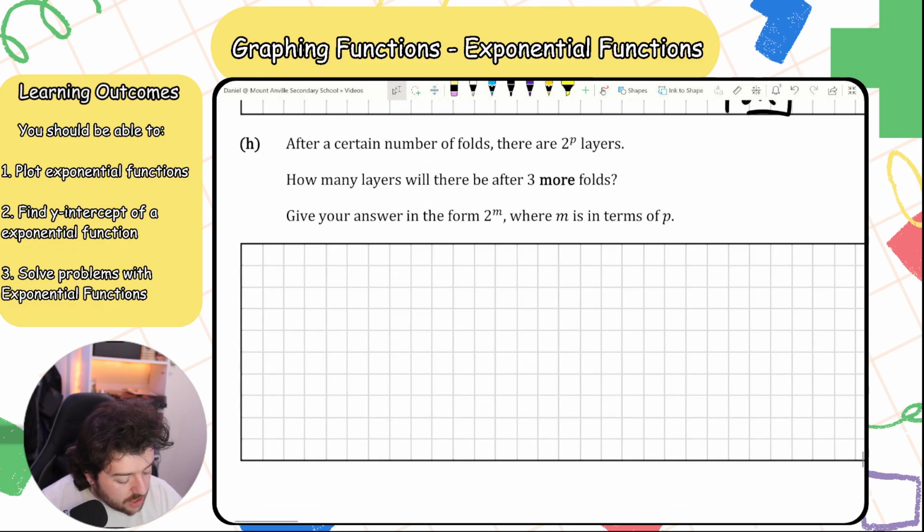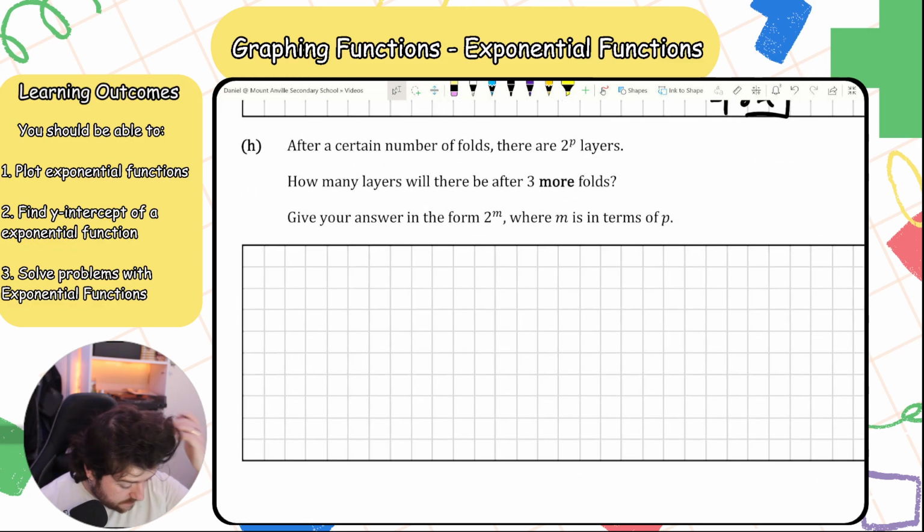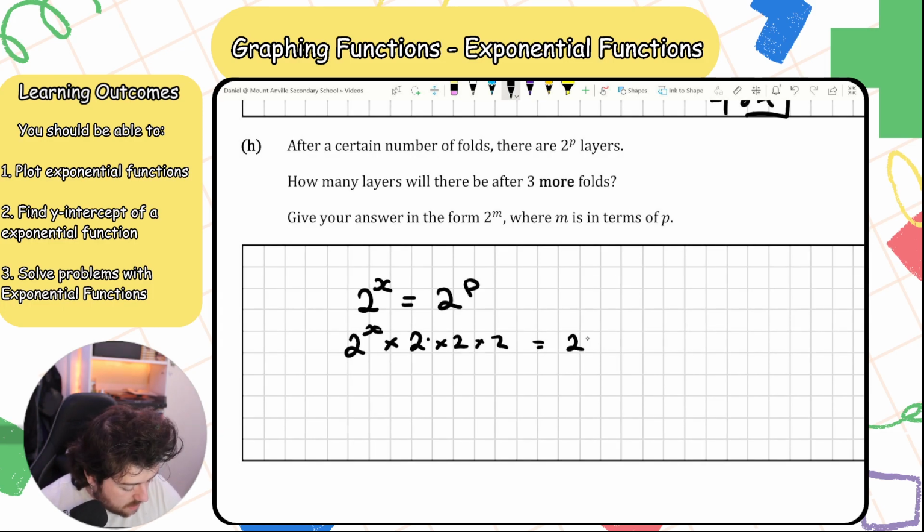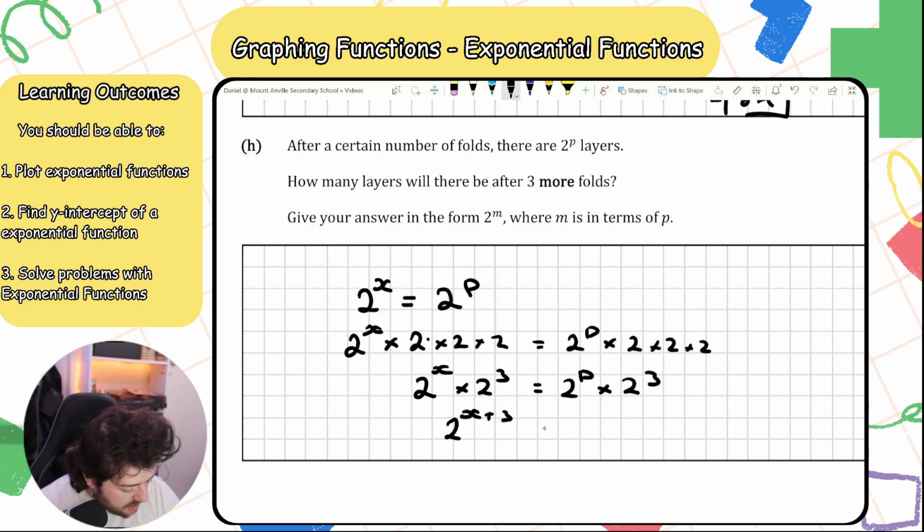After a certain number of folds, there are 2 to the power of p layers. How many layers will there be after 3 more folds? Well, that's going to be the same as 2 to the p times 2 times 2 times 2, which is equal to 2 to the p times 2 to the 3, which is equal to 2 to the p plus 3.